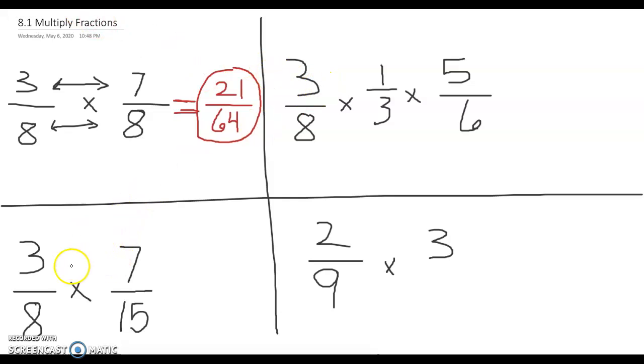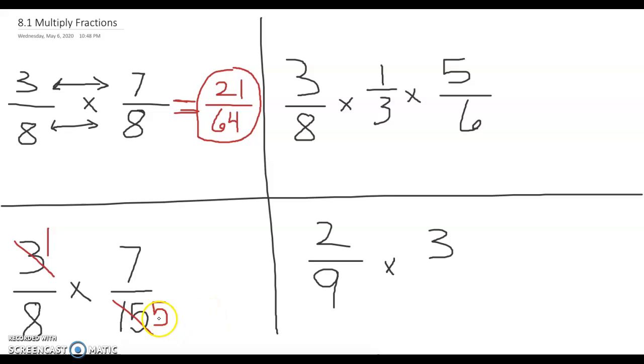Next, we have down here 3 over 8 times 7/15. Remember, we're going to look for the GCF to simplify. 7 and 8? No. However, 3 and 15 can. So we're going to cancel out. 3 can go into 15 5 times. Therefore, we cancel the 3 out. The 3 now becomes 1. Cancel the 15 out. It now becomes 5.